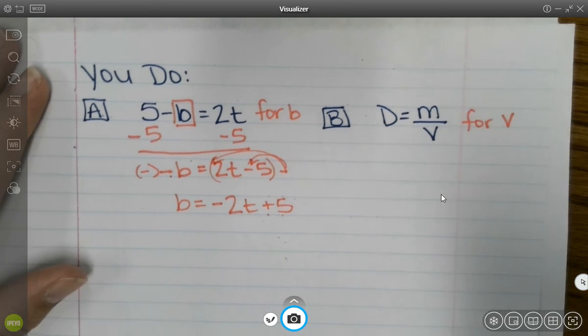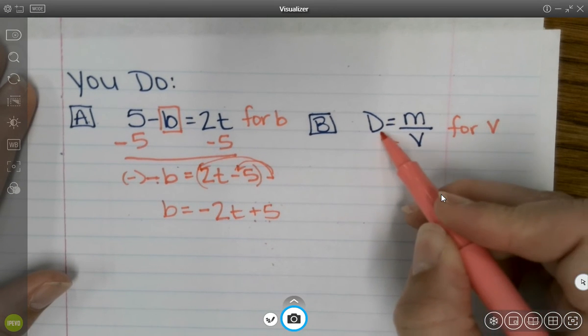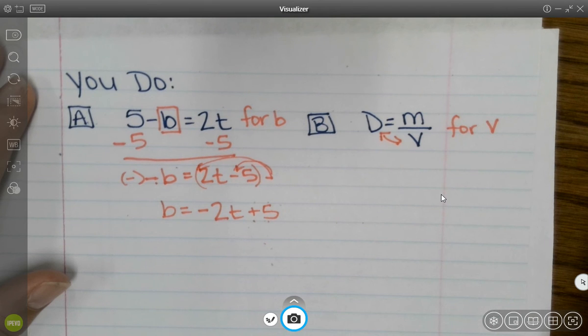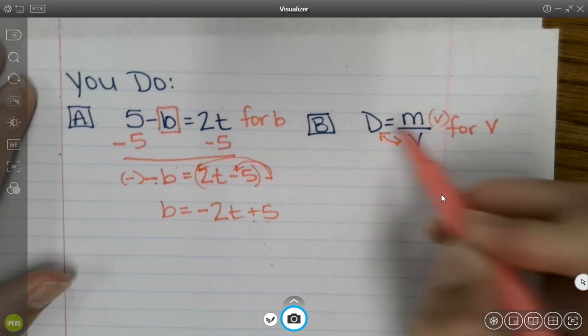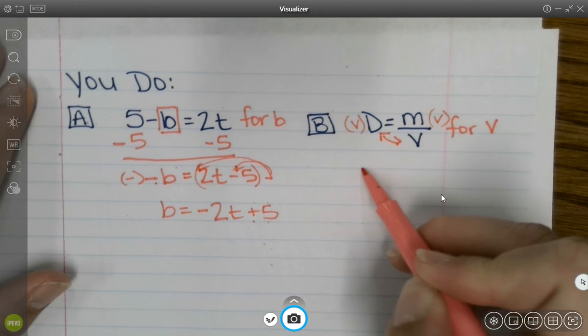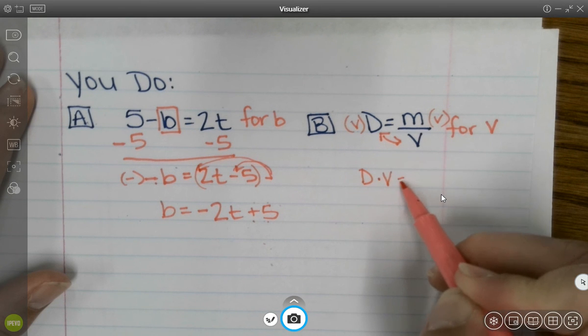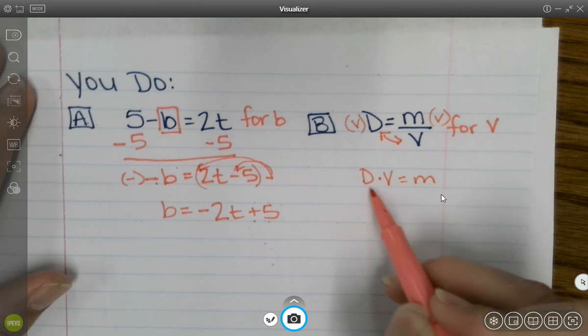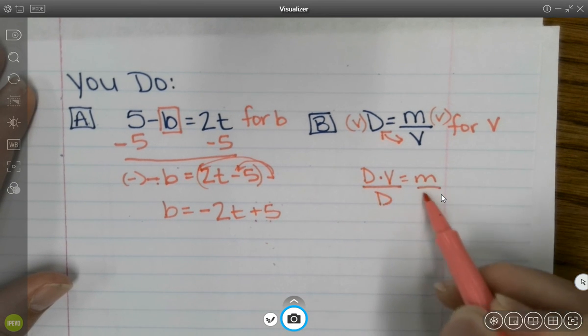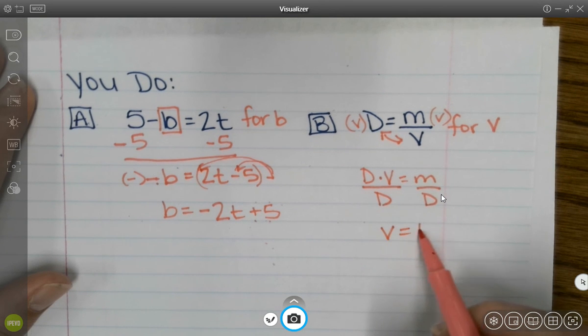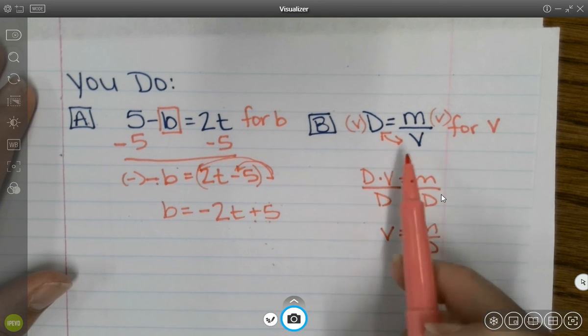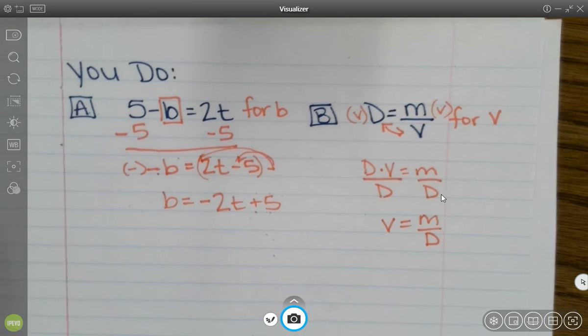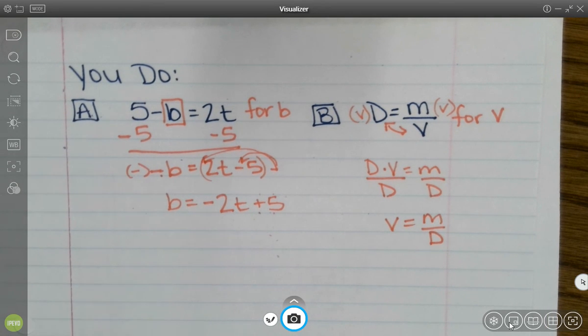All right, and then lastly, if I'm solving for V, I'm going to do a little flip-flop here. So again, in work form, we would multiply by V on both sides to get D times V equals M. And then I would divide by D on both sides. So V equals M over D, which you'll notice is just a flip-flop of the 2. Hope this helps.